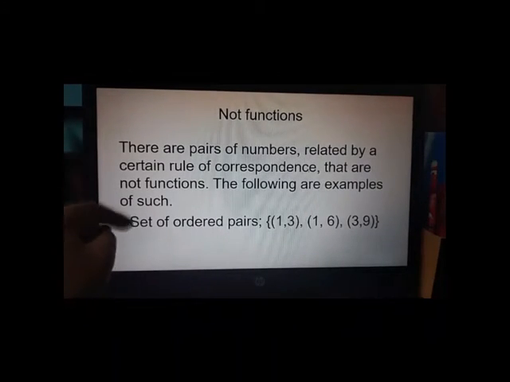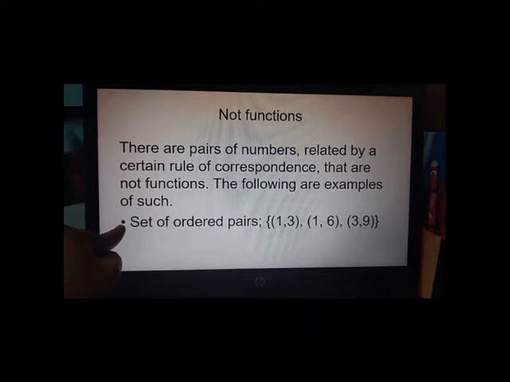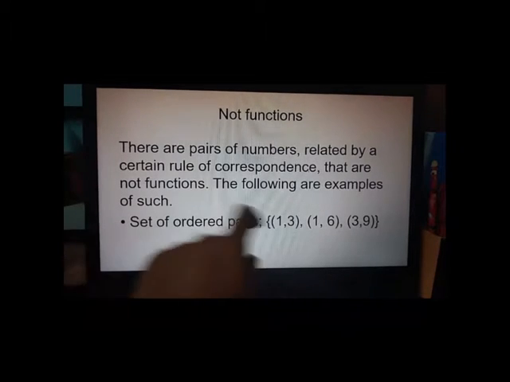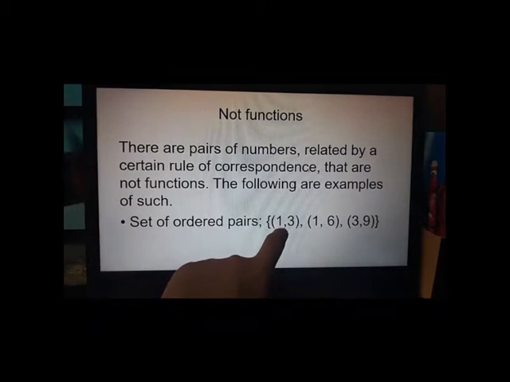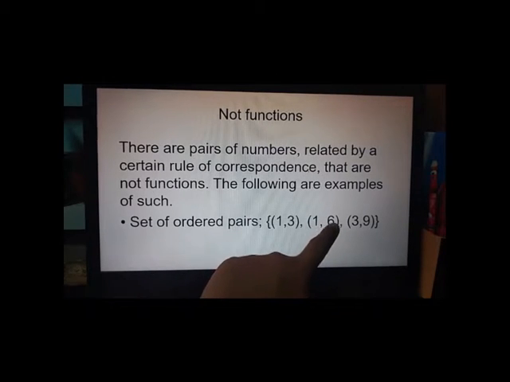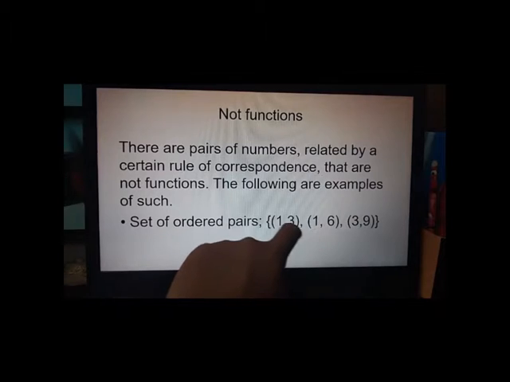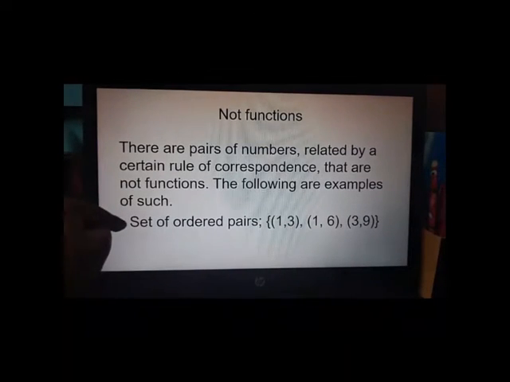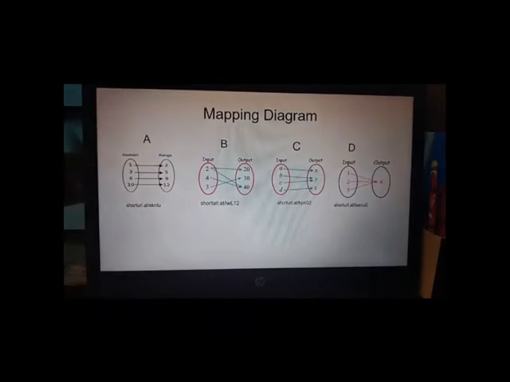Next. Again, another example here, not a function because 1 has a value of 3, and another value is 6. So 1 has two values in the range, which are 3 and 6. So this is not a function.